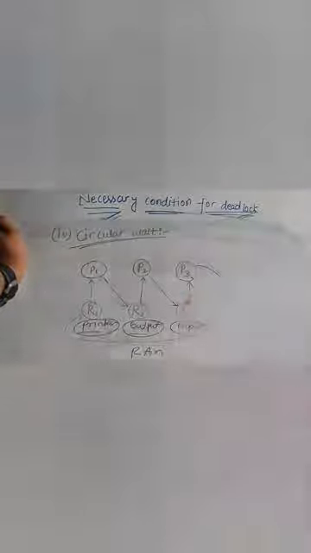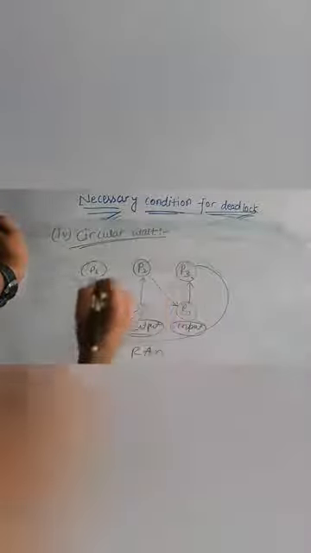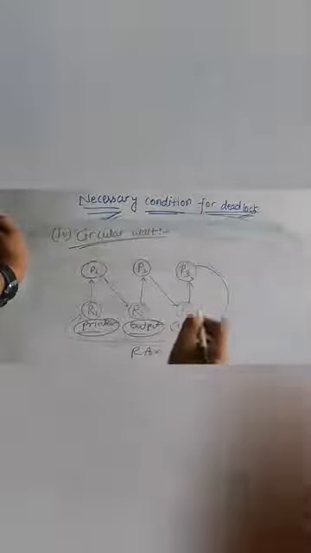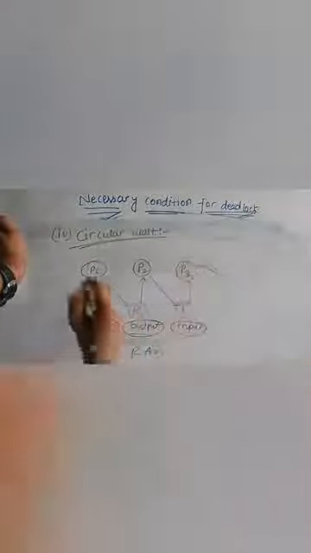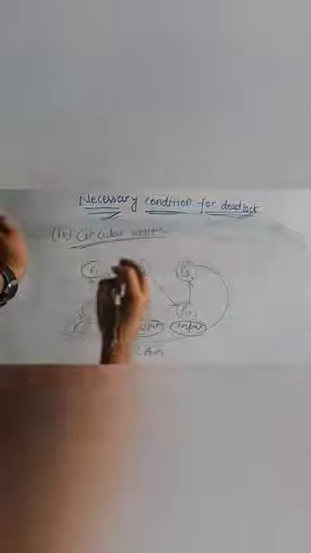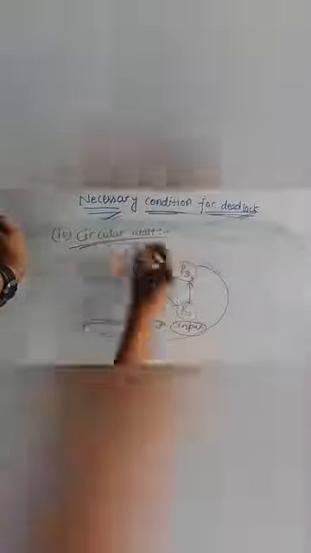Here in this case, every process is waiting for the completion of others' work, and from first to last, they are forming a circle. They are involved in a loop. This is called circular wait.